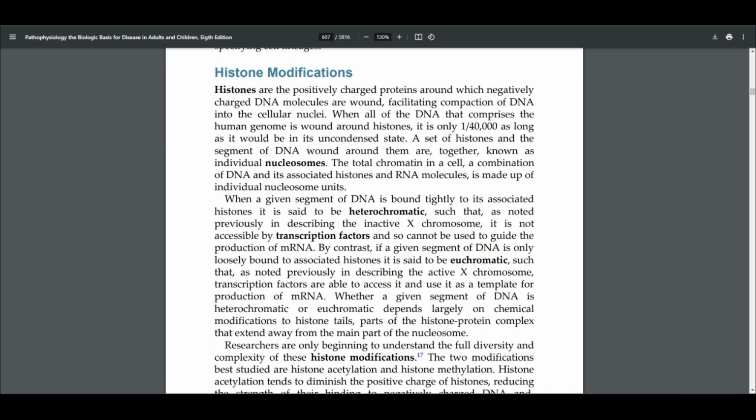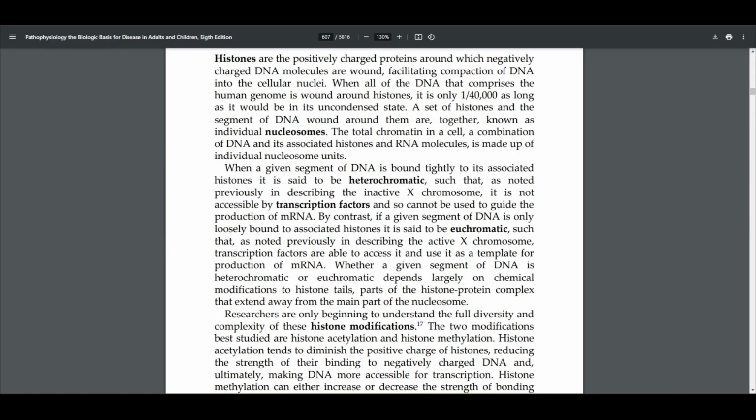Histone modification. Histones are the positively charged proteins around which negatively charged DNA molecules are wound, facilitating compaction of DNA into the cellular nuclei. When all the DNA that comprises the human genome is wound around histones, it is only about 1 out of 40,000 as long as it would be in its uncondensed state. A set of histones and the segment of DNA wound around them are together known as an individual nucleosome.